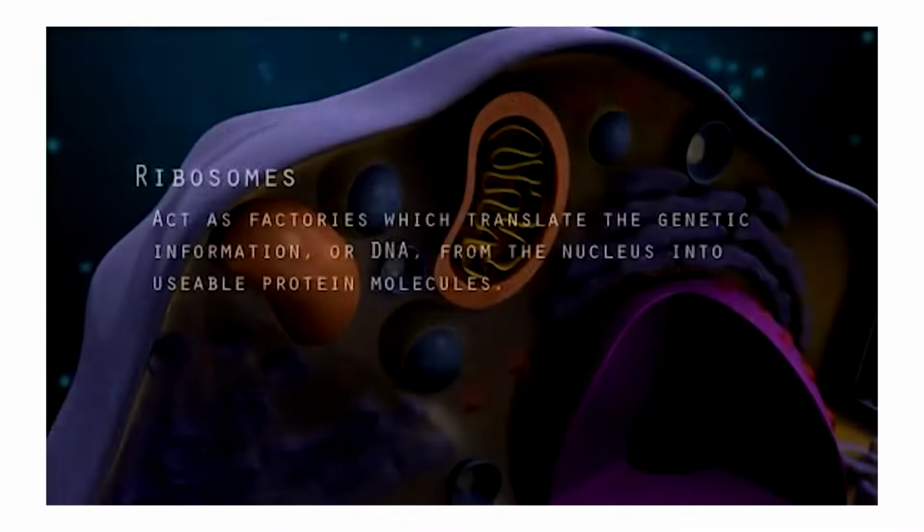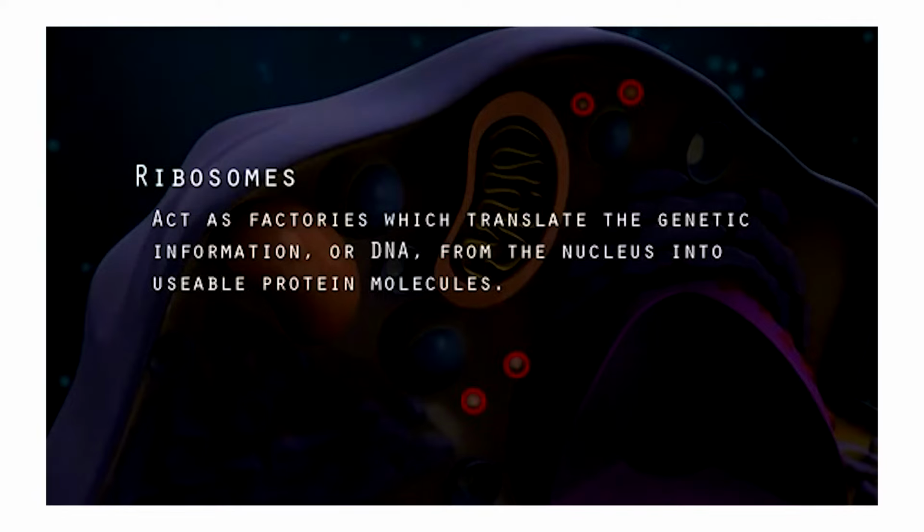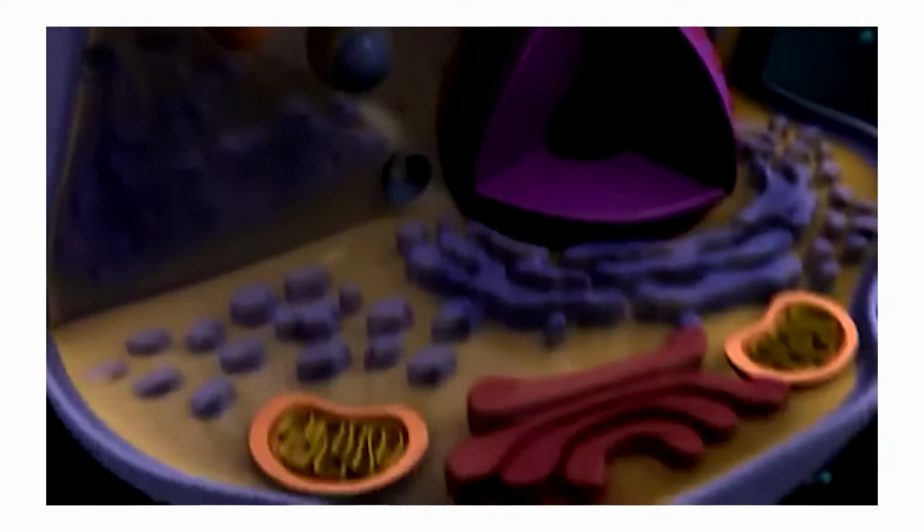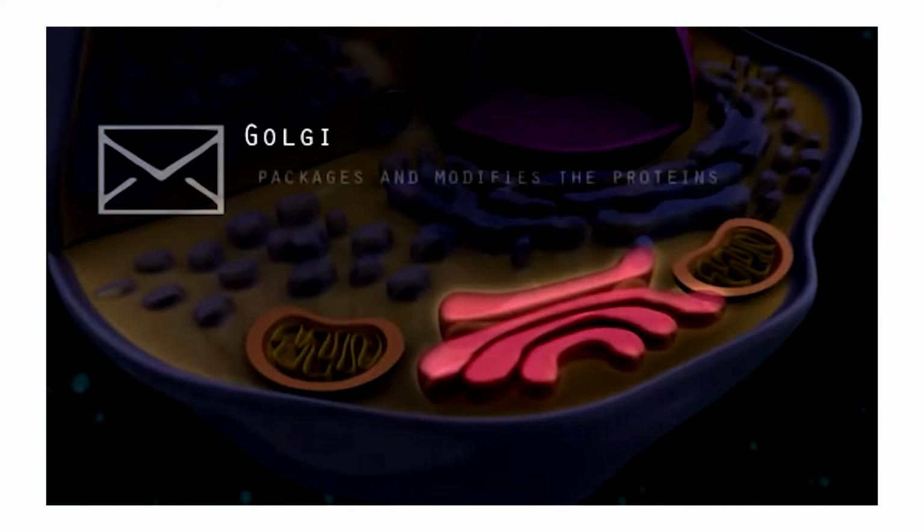The ribosomes act as factories which translate the genetic information, or DNA, from the nucleus into usable protein molecules. Proteins do the work in the cell. The Golgi functions as the post office in the cell and packages and modifies the proteins.